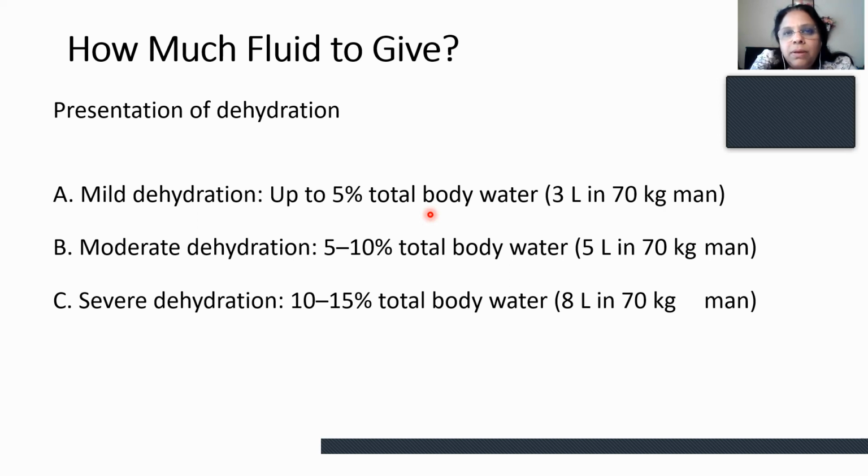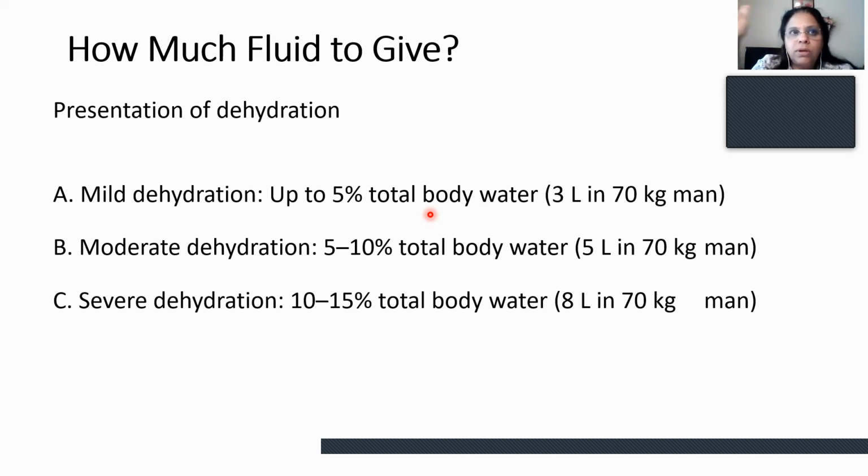How is that distributed? 2/3 of that is intracellular fluid. Very good. And 1/3 is the whole extracellular fluid, the interstitial. Yes, 1/3. So let's say you have 40 liters. Out of 40 liters, 25 is intracellular, right? Then 15 liters is extracellular.